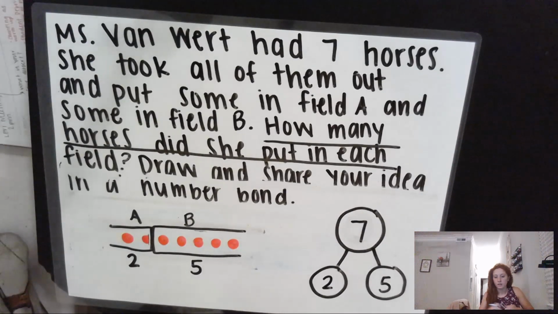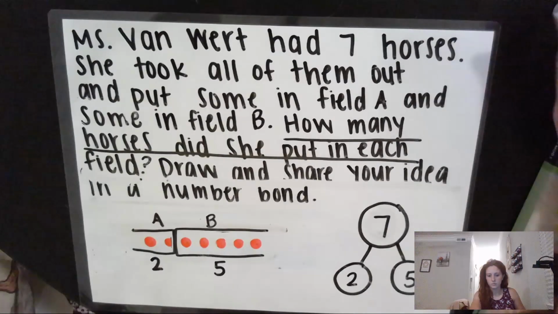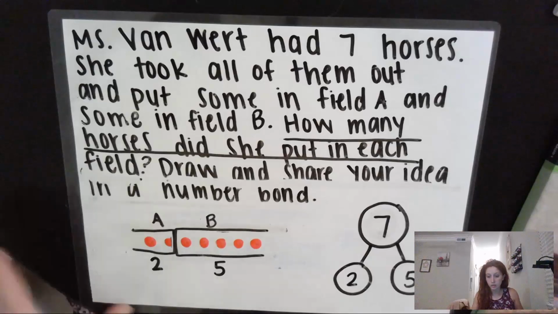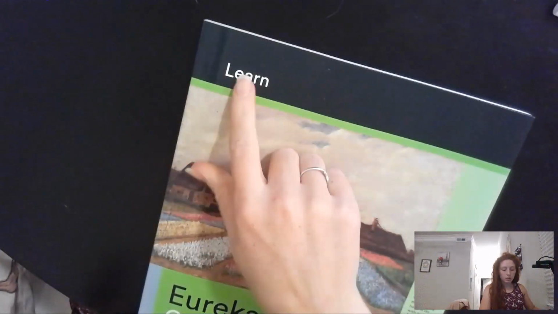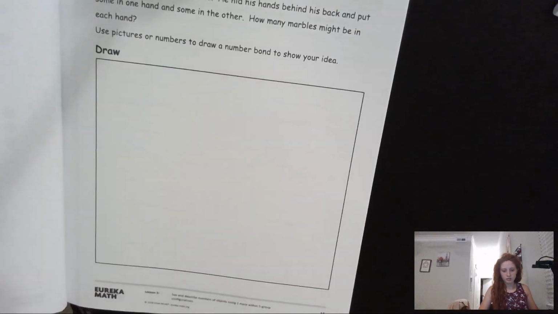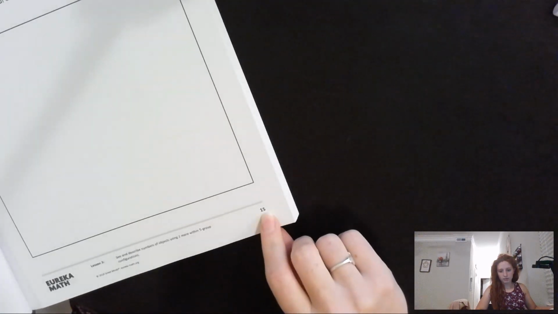Okay? All right, now we are going to make sure that you get your application problem done in your book. So I'm going to need for you to grab your book, and you're going to be in your Learn book, okay? Remember L for Learn, and it's got the blue spine. And you are going to open it up to page 15. Let me see if I can get it so that you can see. There you go, 15, okay?